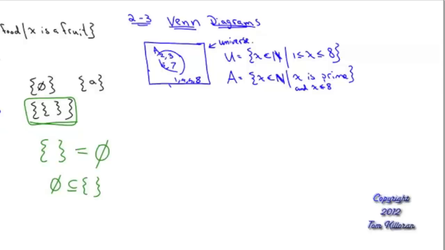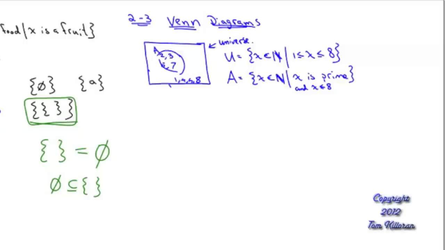Now here's the cool part. If you look inside the rectangle, you have every number from 1 to 8. I don't care if it's inside of A, I just care if it's inside of the universe. So you have 1, 2, 3, 4, 5, 6, 7, 8. They're all there. So this is a depiction of a Venn diagram of the universe and the set A. It's another way of showing exactly where the elements are in sets, and multiple sets, which gets even more fun.